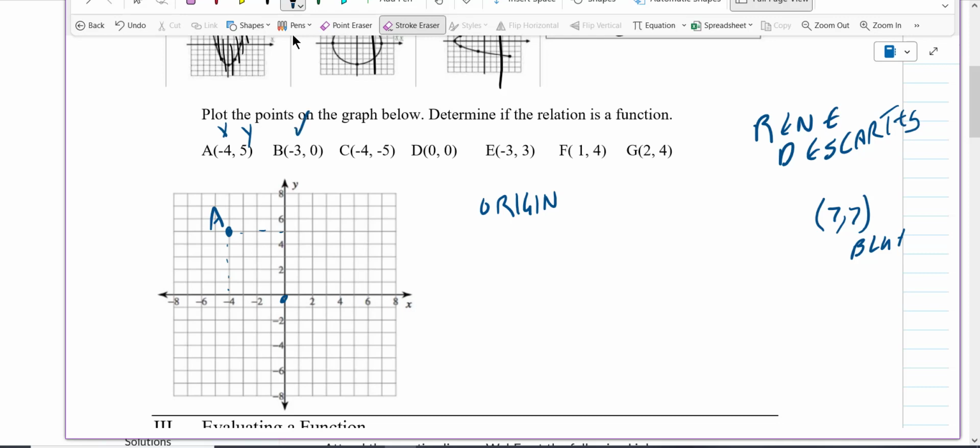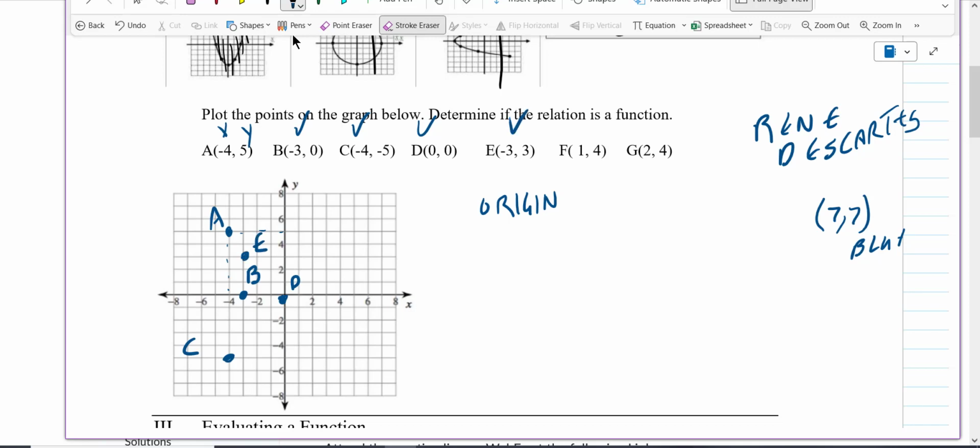Okay, next one, (-3, 0). Again, just go to -3 on the x-axis, and then 0 on the y, so that point would be there. Next one would be -4 on the x, and then -5 on the y. So that would be located there. Then (0, 0) is the origin, so that's there. And then E, you would go left 3, up 3. So that's where that's located.